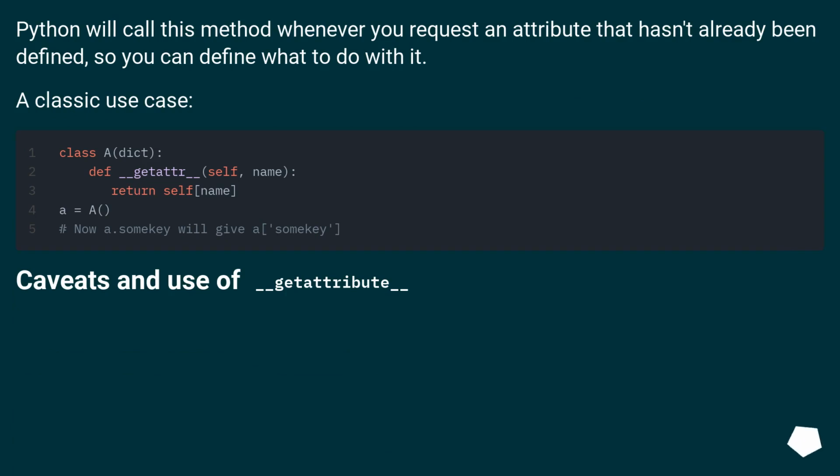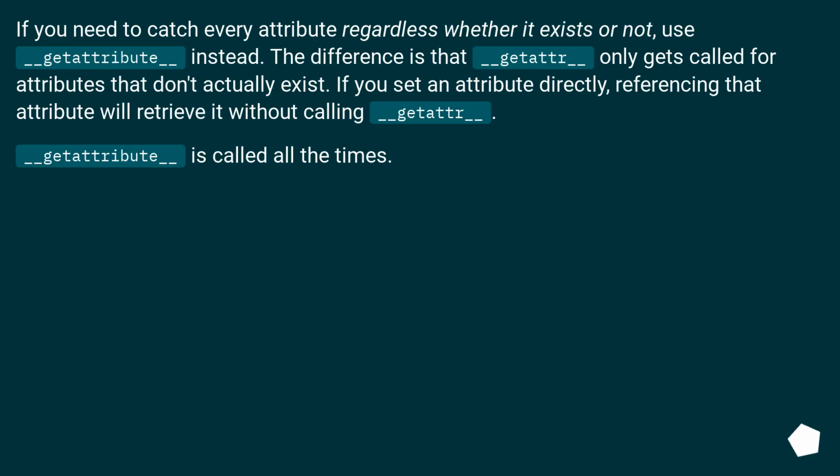Caveats and use of __getattribute__. If you need to catch every attribute regardless of whether it exists or not, use __getattribute__ instead. The difference is that __getattr__ only gets called for attributes that don't actually exist. If you set an attribute directly, referencing that attribute will retrieve it without calling __getattr__. __getattribute__ is called all the time.